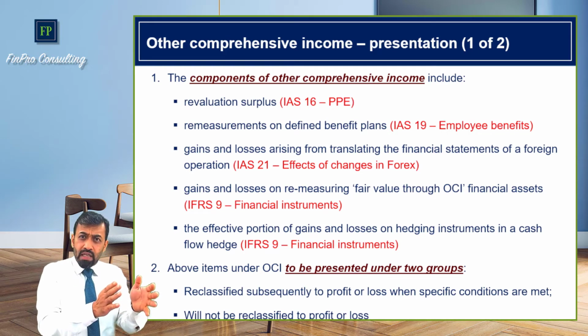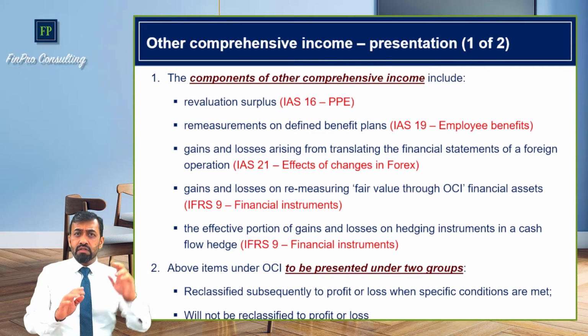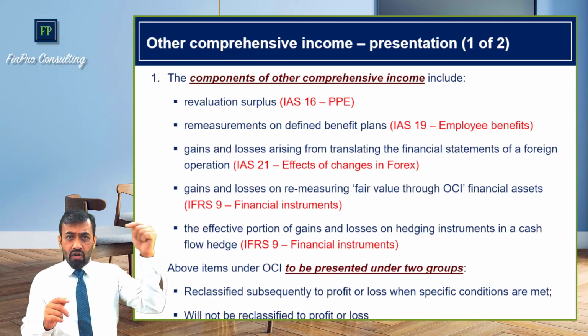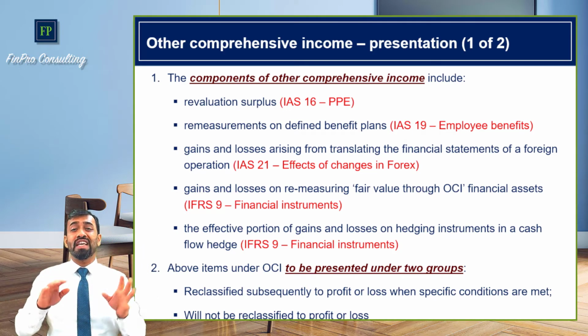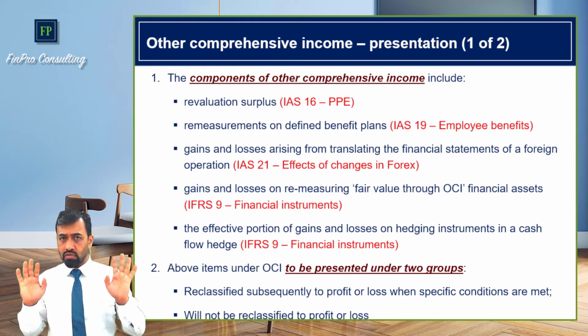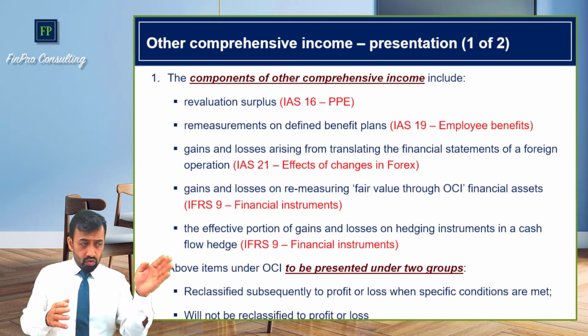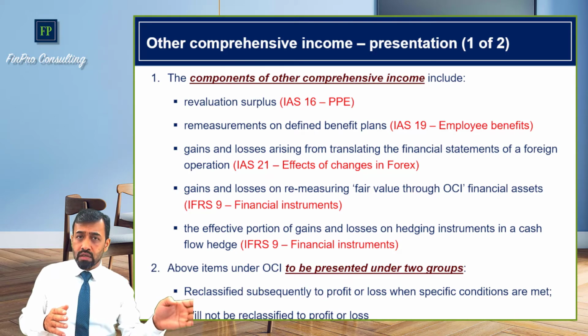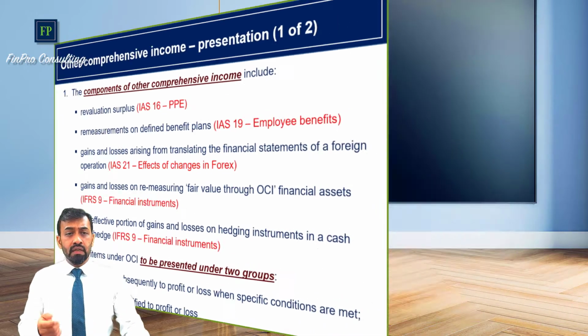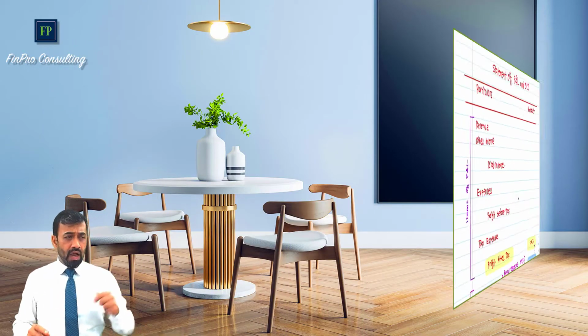So other comprehensive income and P&L, the difference is P&L is transactional gains and losses, other comprehensive income is non-transactional value changes, both gains and losses. Okay, these 5 line items are examples. So mostly only this. How to present this in the P&L? I'll show you this.